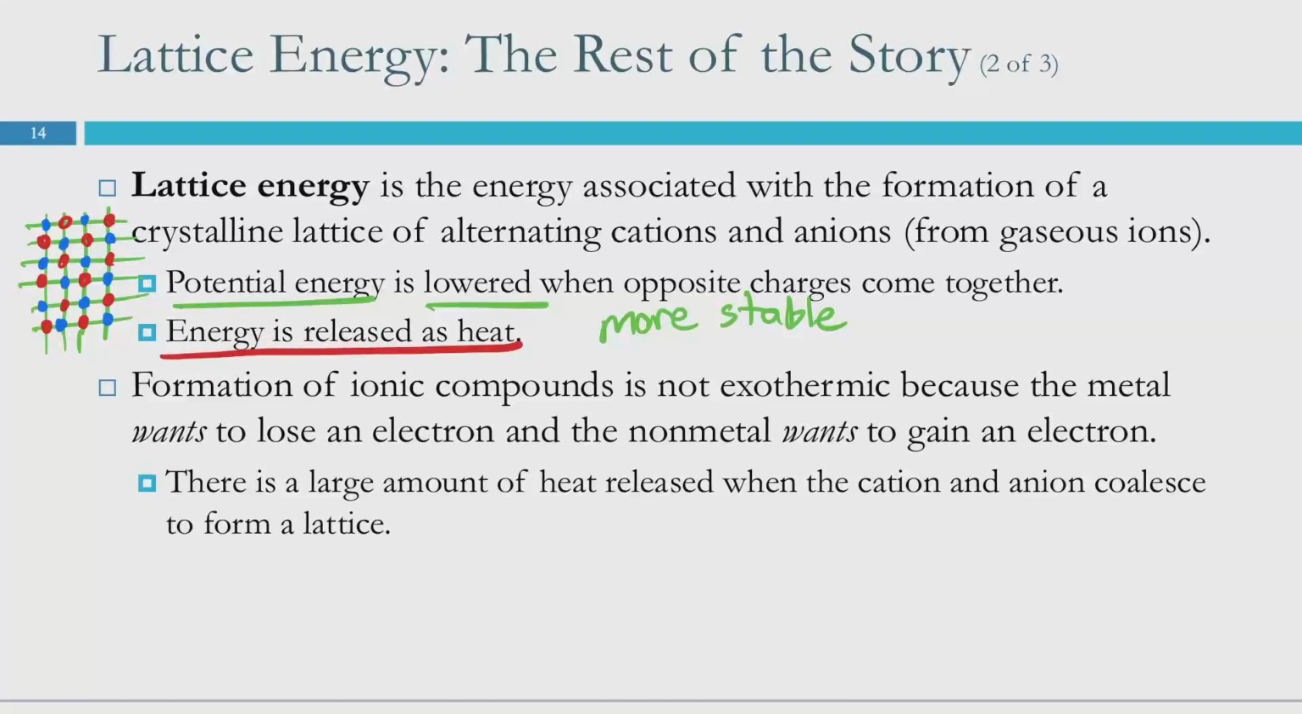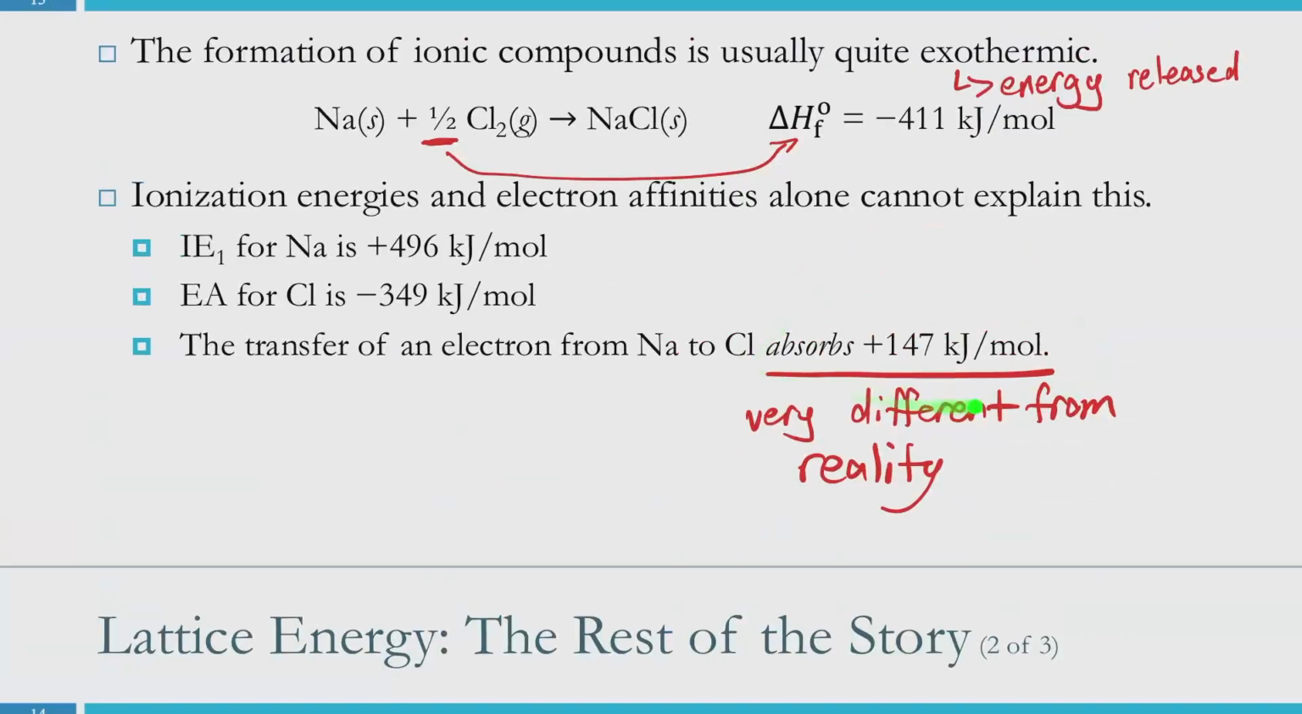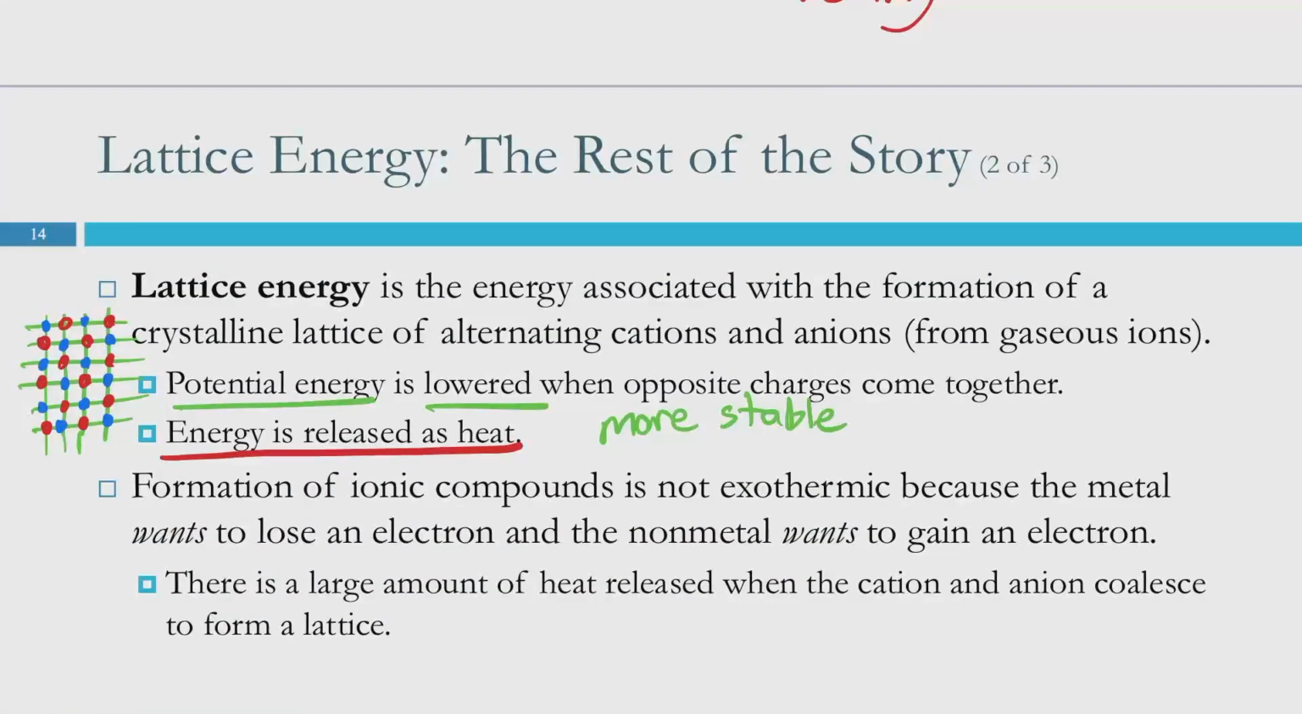So that's where the energy comes from. It's because of this lowering of potential energy. It's not because of them wanting to lose an electron or gain an electron, like as we saw here earlier, right? It actually absorbs energy. It's because of the lattice, the alternating positive and negative charges.